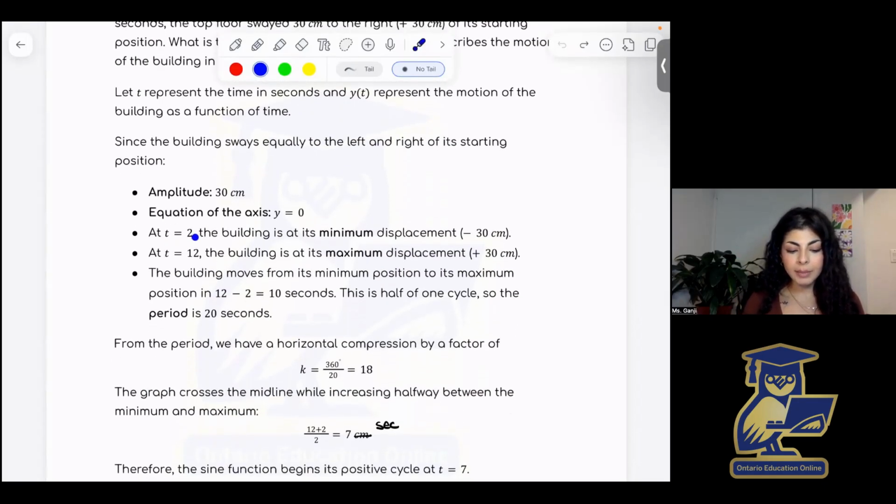Now, at time t equals 2, we have the minimum displacement of negative 30 centimeters. And at t equals 12 seconds, we have the maximum displacement, so plus 30 centimeters. And again, this is about the equation of the axis of y equals 0.